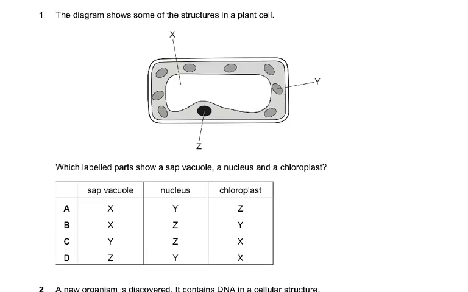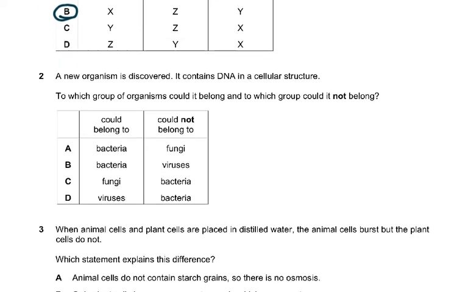Question number 1, the diagram shows some of the structures in a plant cell. Which labelled part shows the sap vacuole, the nucleus and the chloroplast? So Z is the nucleus, Y is the chloroplast, and X is the sap vacuole. So that's why the answer is B. Not a very difficult question. I think it's a very basic question. The nucleus is always larger than the chloroplast, and everybody should know that.